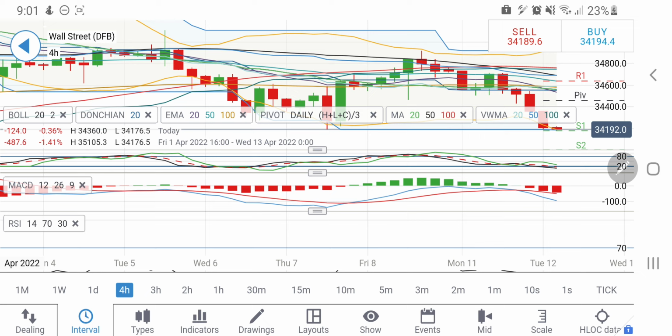Any move beyond 34,400 is an indication that it will trade bullish and the reversal is confirmed. So I'll be watchful of 34,400 for the day. The confirmed long entry is only above 34,400, so take your positions accordingly.